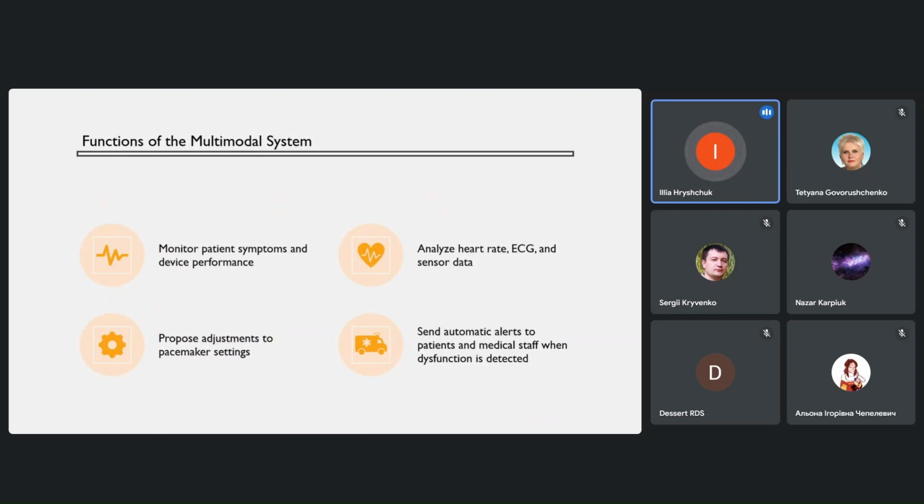Based on the previous diagrams and slides, we can sum up the functions of the developed multifunctional information technology. It gathers the information about patient symptoms, diagnostic data and device messages, electrocardiograms, and data from sensors. It can identify abnormal situations. Then it processes all the data, and based on it, the system can make a conclusion and propose the adjustment for a pacemaker and notify all needed people.